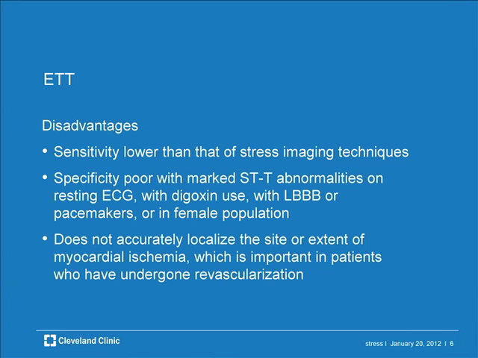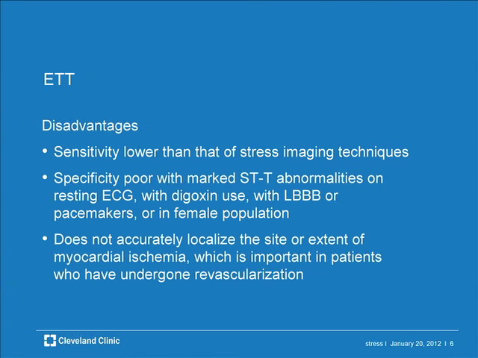Now, the disadvantages of this modality are important because they focus on the sensitivity. The sensitivity of this test is lower, so you could miss some coronary artery disease even if the test is normal. The specificity is determined by having a normal EKG. If you have an abnormal EKG at baseline, and the abnormal EKG is defined here as ST-T changes, digoxin use, left bundle branch block, pacemakers, or the female population, the specificity of the test would go down. So if you have a positive test, the likelihood of it being a true positive is lower.